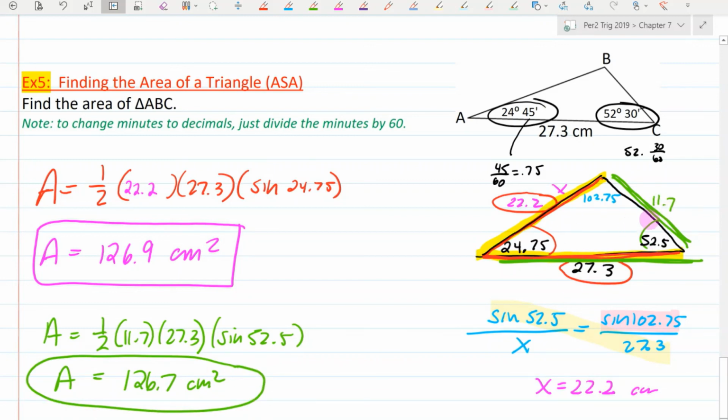All right. So that covers it for section 7.1. And we'll do some practice problems on this, and we'll do more law of sines in the next section.